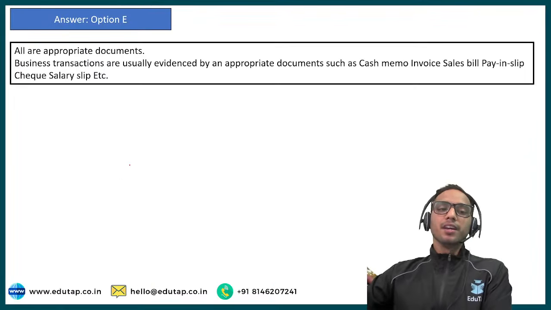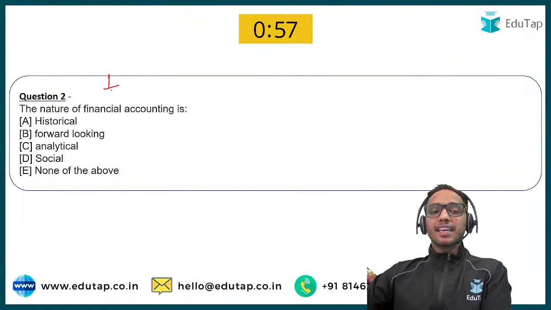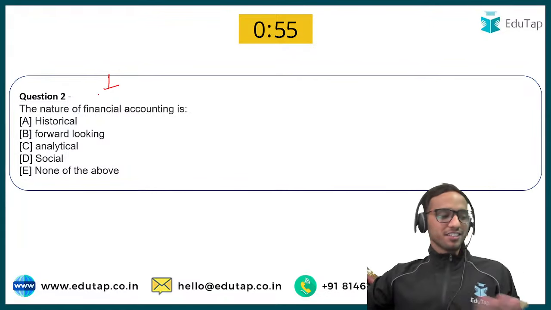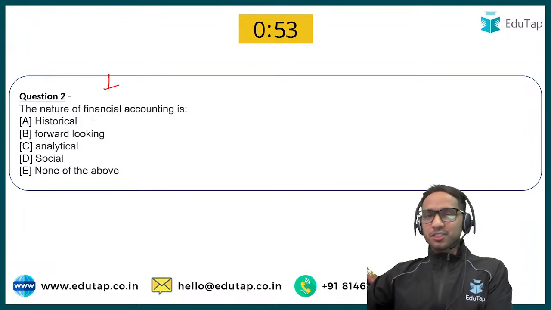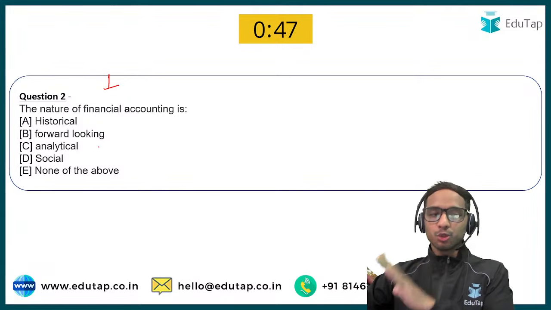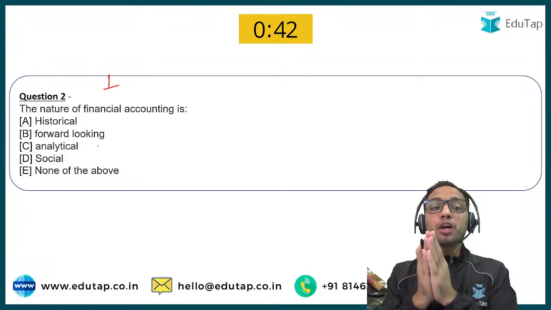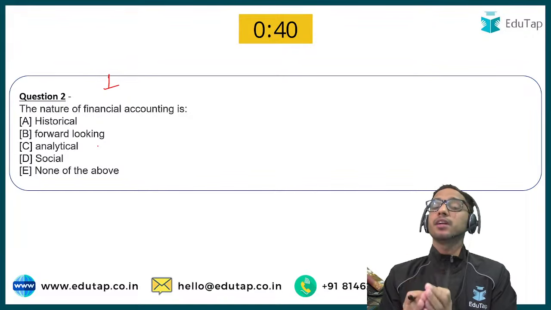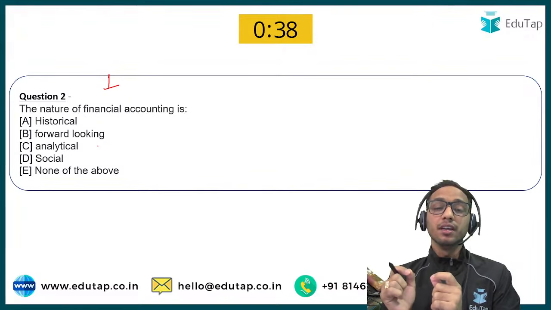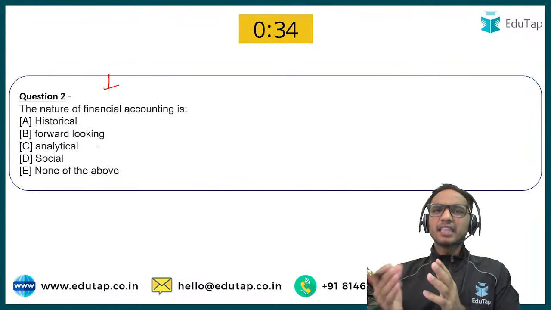Good. The second question we have is, the nature of financial accounting is what? And I will wait for your answers. First option is historical, second option is forward looking, third option is analytical, D option is social, E is none of the above. You have to choose the most appropriate answer in case of financial accounting.